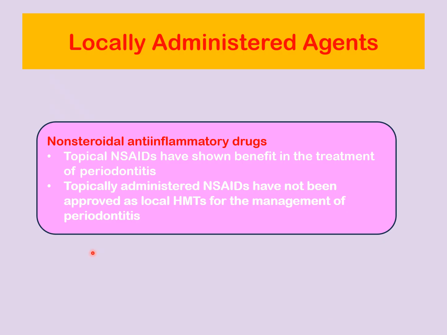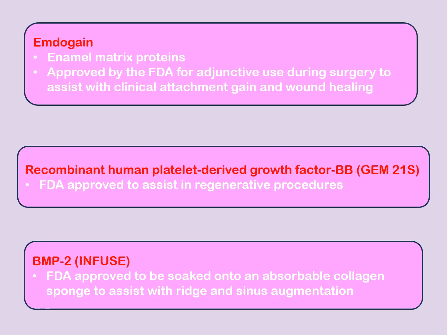So coming to the locally administered HMT agents, we have NSAIDs. Topical NSAIDs have shown benefit in the treatment of periodontitis, but they have not been approved as local HMTs for management of periodontitis cases. Coming to Emdogain, this is an enamel matrix protein which is approved by the FDA for adjunctive use during surgery to assist with clinical attachment gain and wound healing.